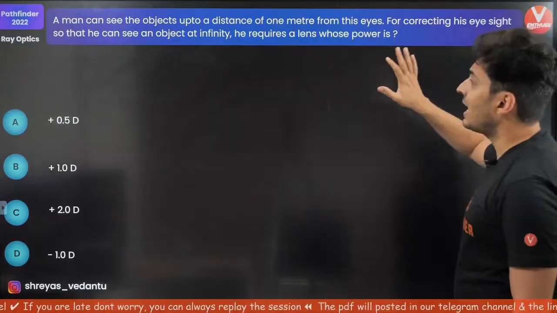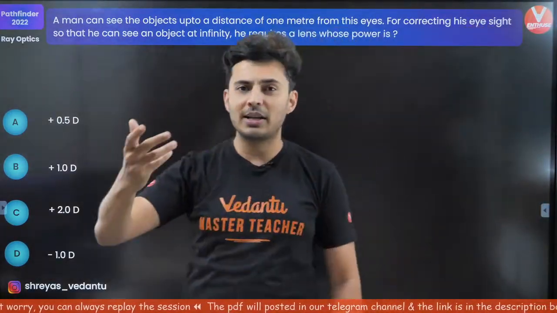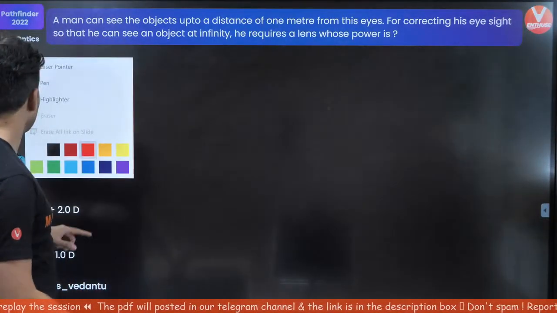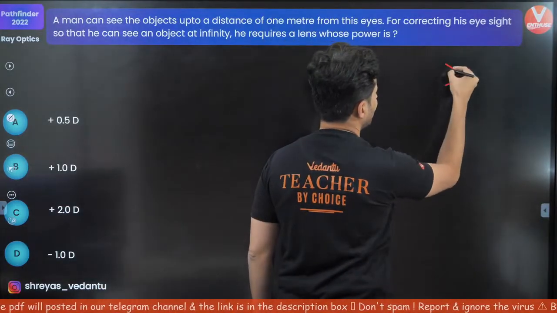For correcting his eyesight so that he can see the object at infinity, he requires a lens whose power is. Let's try and understand what this question means. Okay, see, this is our human eye. All right, this is our human eye.